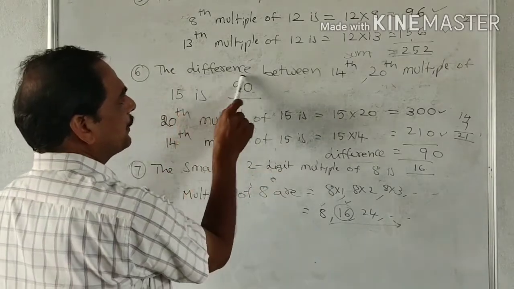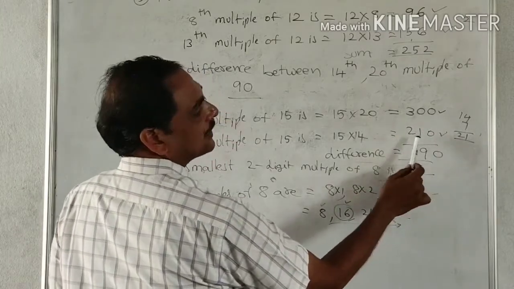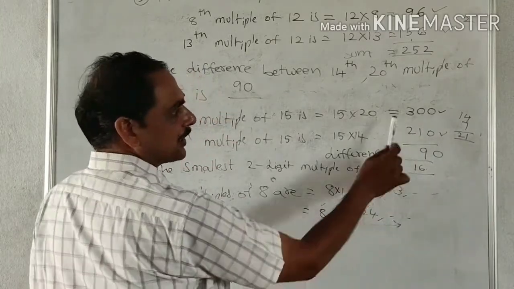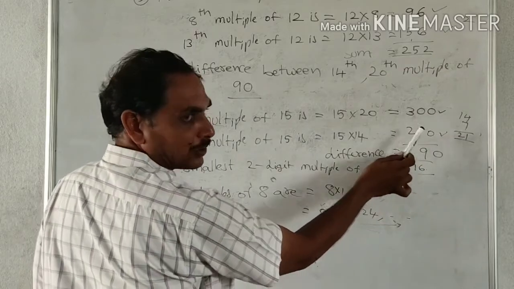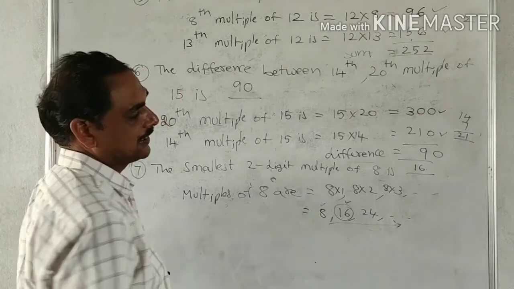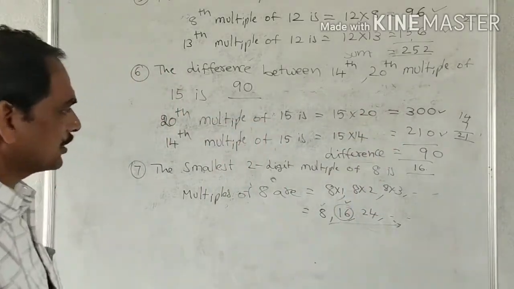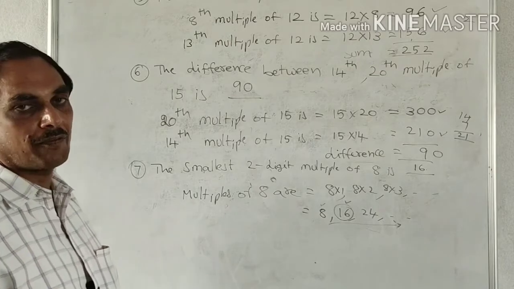So here the problem is difference. Difference means subtracting the smallest from the biggest. 210 is the smallest and 300 is the biggest. When we subtract 210 from 300, we get 90 as its difference. So the difference is 90. Next, seventh, the smallest two-digit multiple of 8 is.